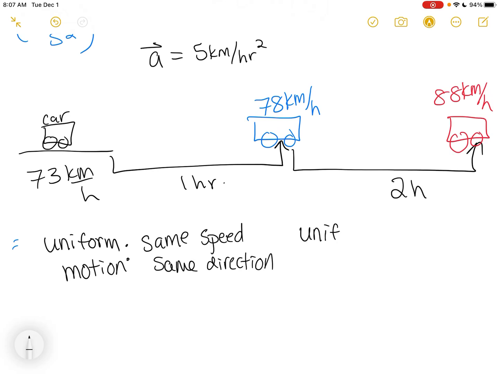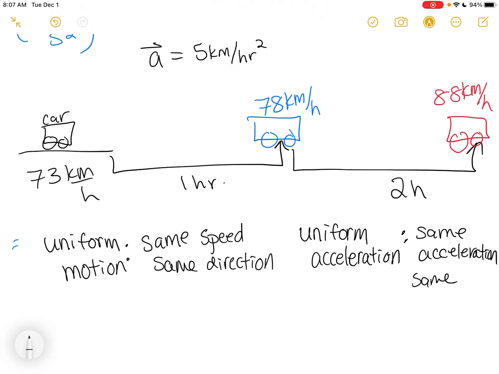With acceleration, we have something called uniform acceleration. And with uniform acceleration, that means we're going the same acceleration, also in the same direction. Because if we change direction, then our acceleration is also different.